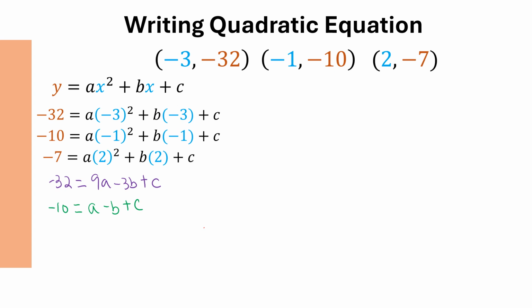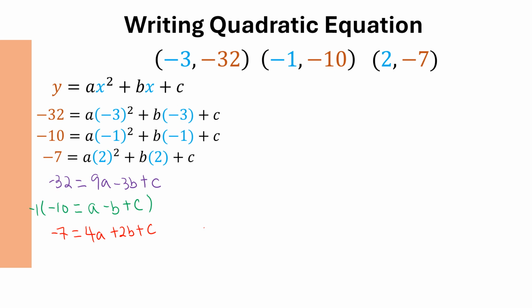And my last equation is negative 7 equals 2 squared is 4, so then we have 4a. B times 2 is just 2b, and plus c. In order to find the values of a, b, and c from these 3 equations, we're going to use the elimination method. So pick any 2 equations to work with so that when you add them together, you're eliminating one of the variables. The variable that we're going to eliminate first is the c. So I'm going to make the top positive c, and then the second equation is going to become negative c. So I need to multiply this equation by negative 1.